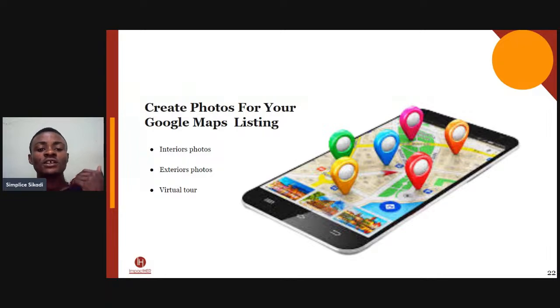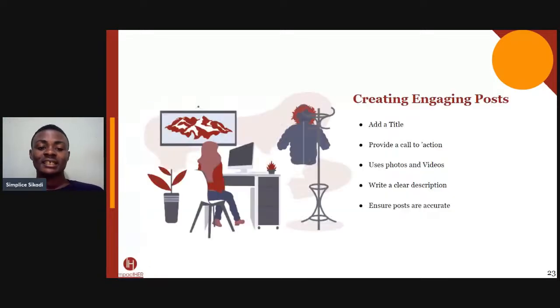So create photos for your Google Map listing. For those who have local businesses, you can take pictures of the interior of your business and pictures of the exterior of your business, and then you can make a video, a kind of virtual tour, where you take people from the interior to the exterior, present your business and your services. Videos that people can see and actually see that your business exists.